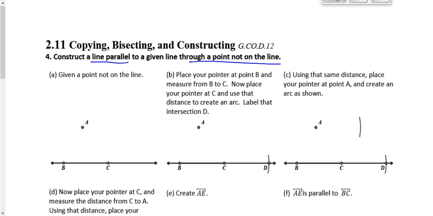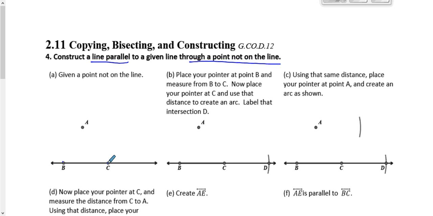So what you do is, if you don't have these points on the line, you can put them there, and that'll work, right? So they put B and C here. Well, I might want to measure that distance, right? Okay? So I'm going to take my compass and measure this distance from B to C.